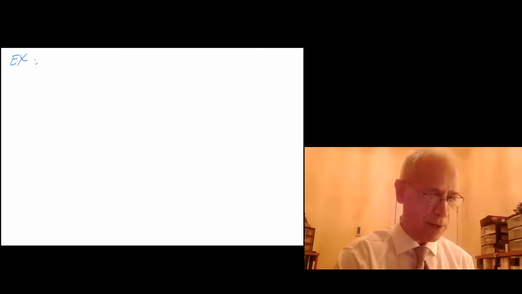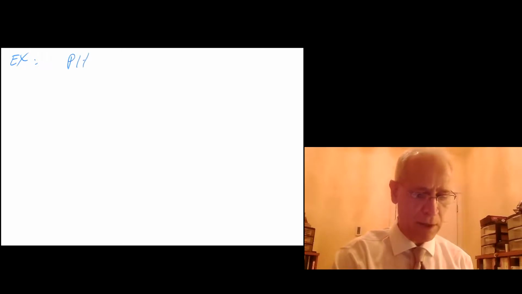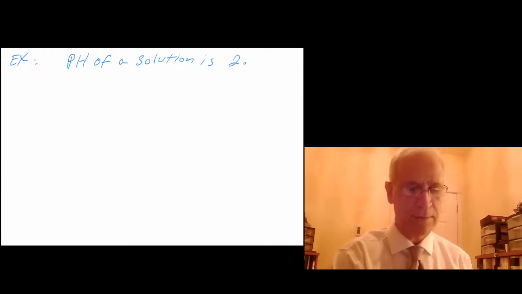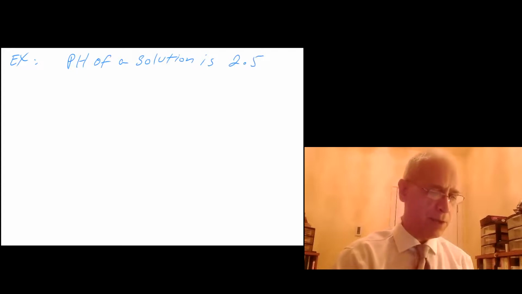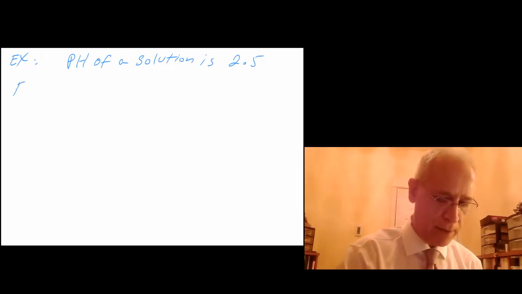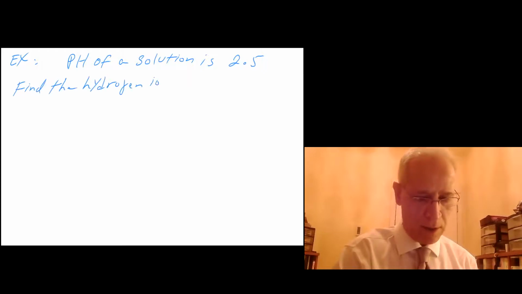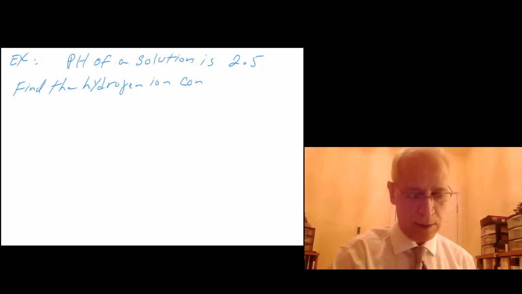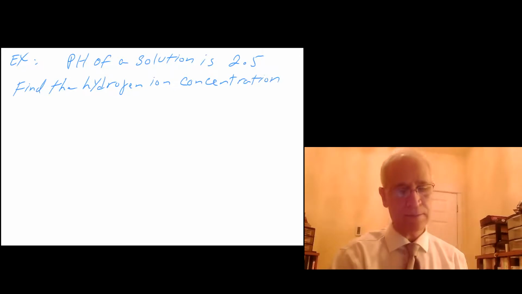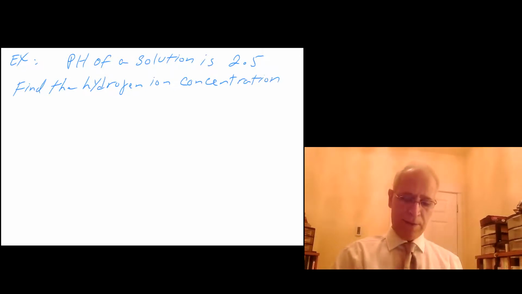Suppose this time you know that the pH of a solution is 2.5, and you want to find the hydrogen ion concentration. So how do we do this?